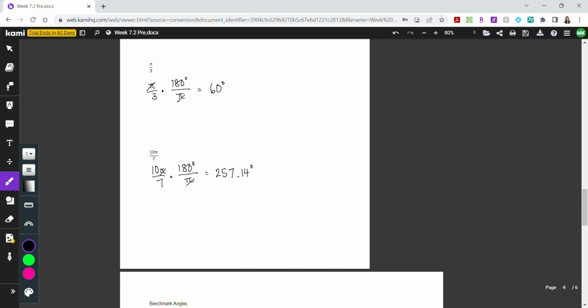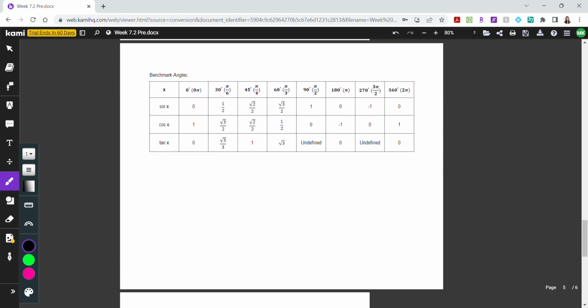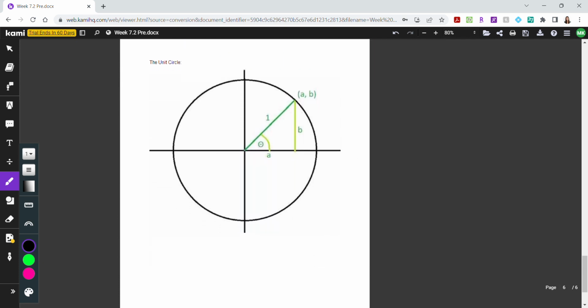Now, the next thing that we have are benchmark angles. It's not necessary to memorize all of this, but it is really helpful to know what the benchmark angles are. So I'm not going to go through this. You can look at it. If you want to memorize it, by all means. Now, on to the next thing.